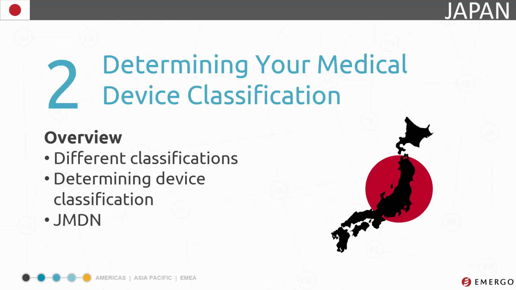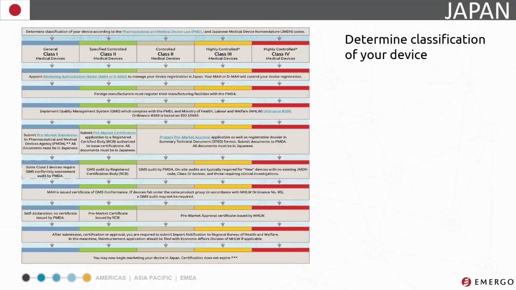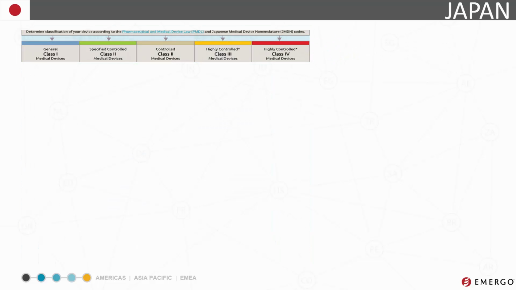In this module, we'll discuss the different device classifications. We'll also go over the importance of proper device classification before moving on to how devices are classified and grouped. Before marketing your medical device in Japan, you must first determine its classification. This can be a confusing task, so let's take a closer look.